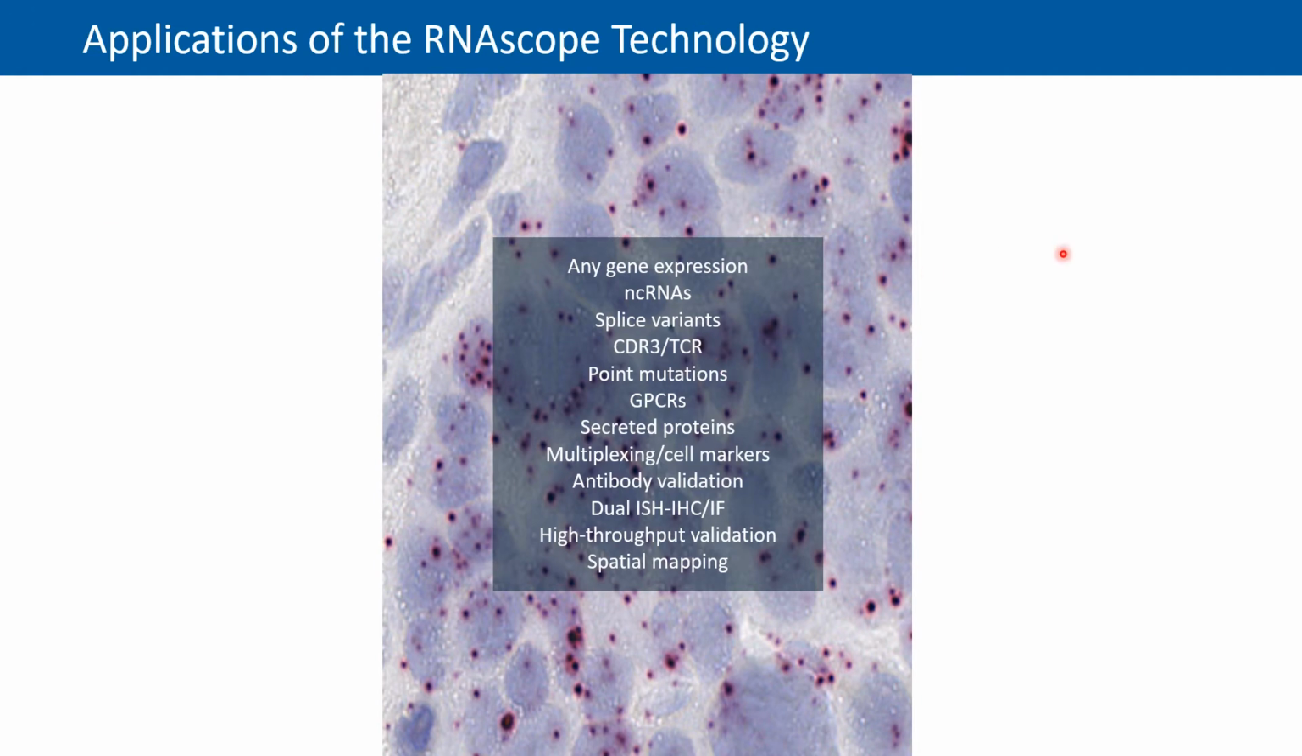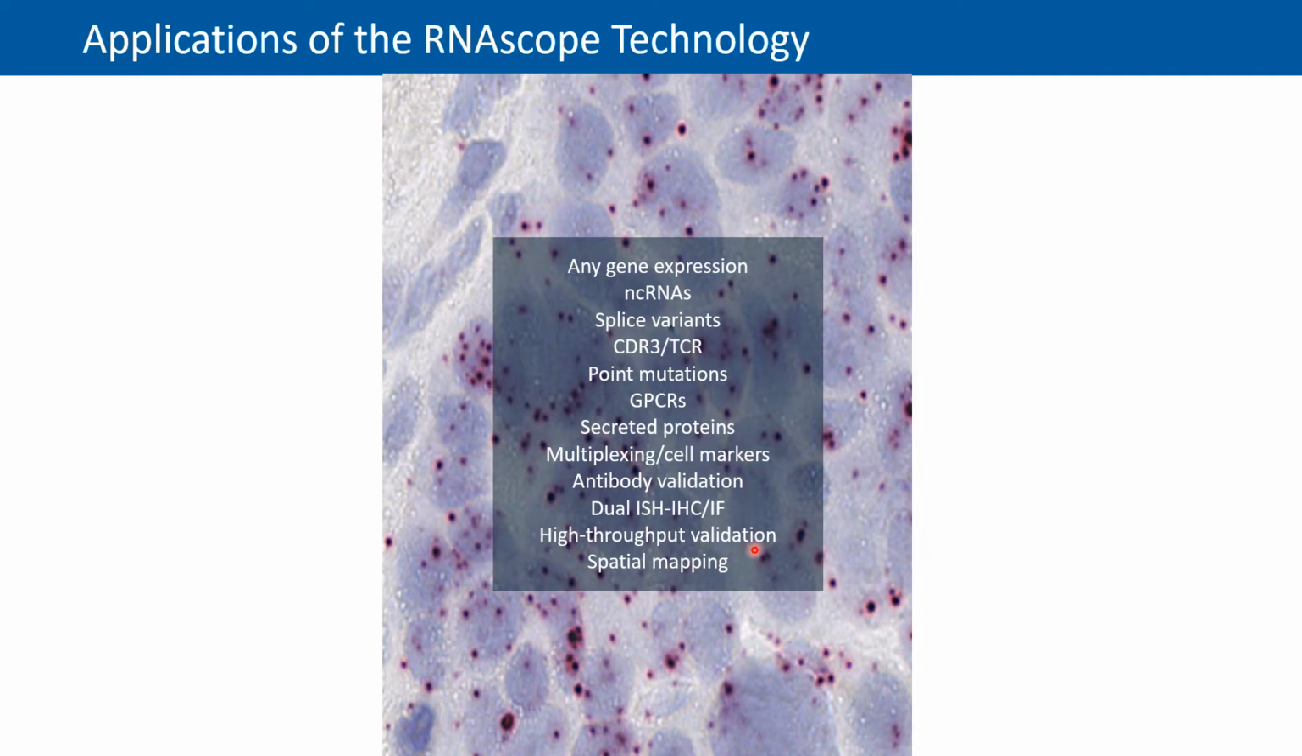So coming back to the RNAscope technology, because we allow flexibility of sample selection, of plexing, and of detection platform, our assay has been widely used for a number of applications. These include detection of non-coding RNAs, CDR3 regions on T cell receptors, splice variants, G protein coupled receptors, secreted proteins, to perform antibody validation, and so forth.